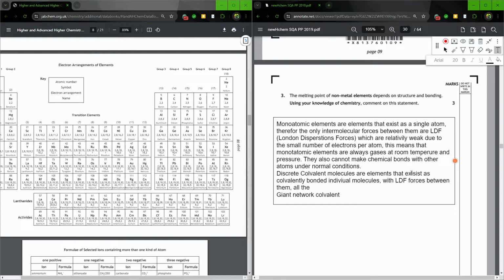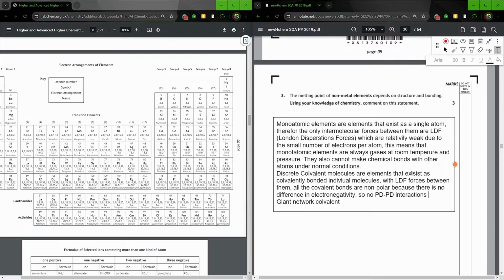All the molecules, all of them, the covalent bonds are non-polar because there is no difference in electronegativity. Because if you just have an element, there's going to be no weird atoms, unfortunately. So you're always going to have non-polar bonds. There's no permanent dipole interactions or hydrogen bonding.